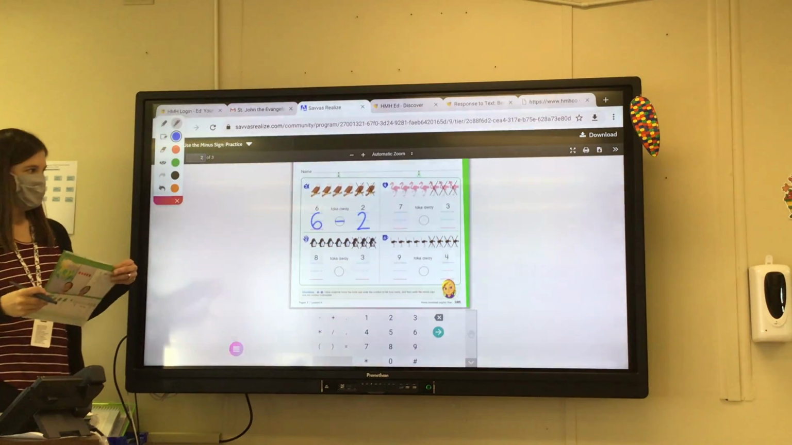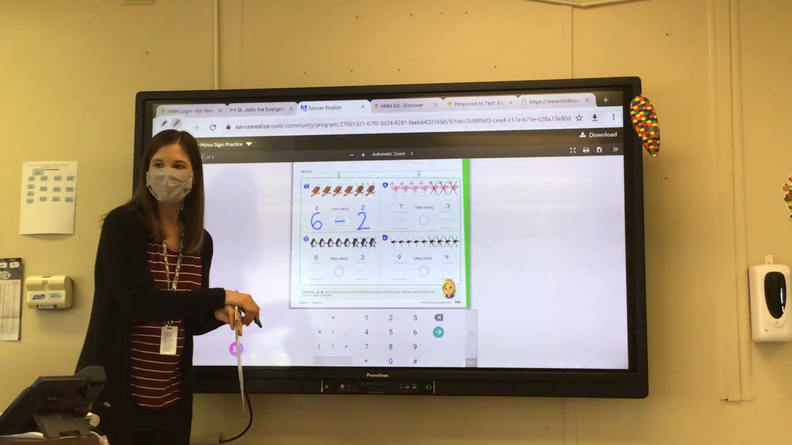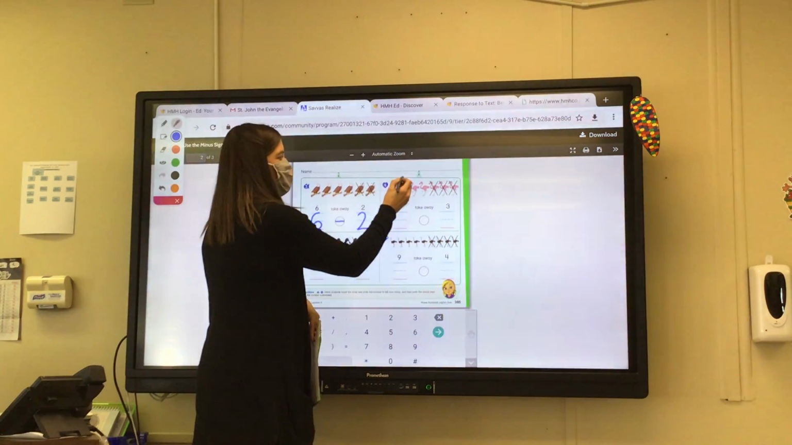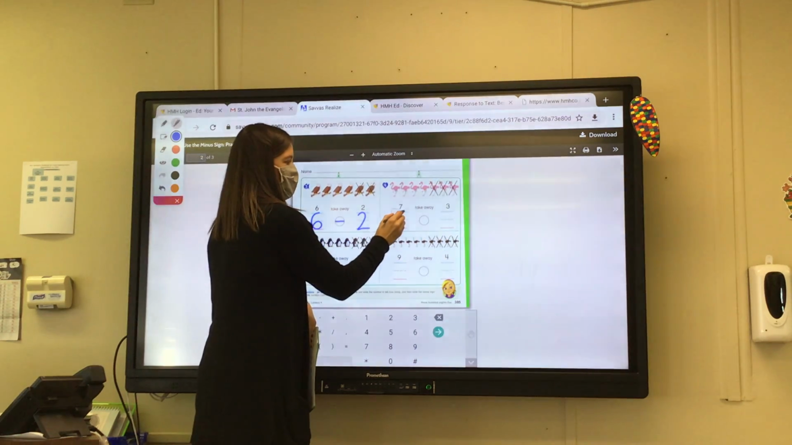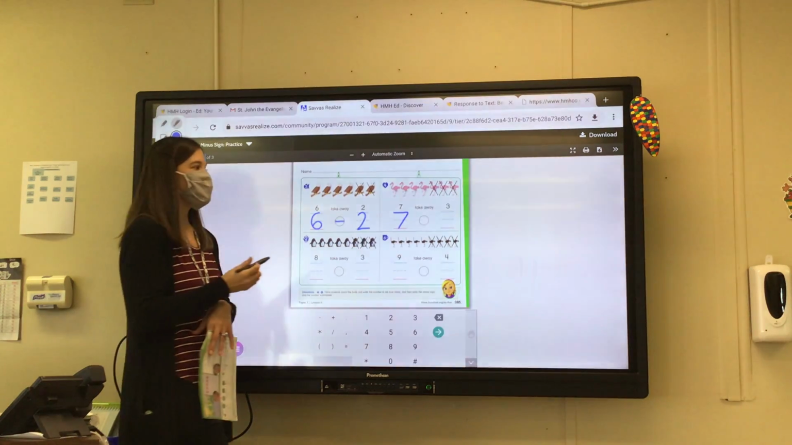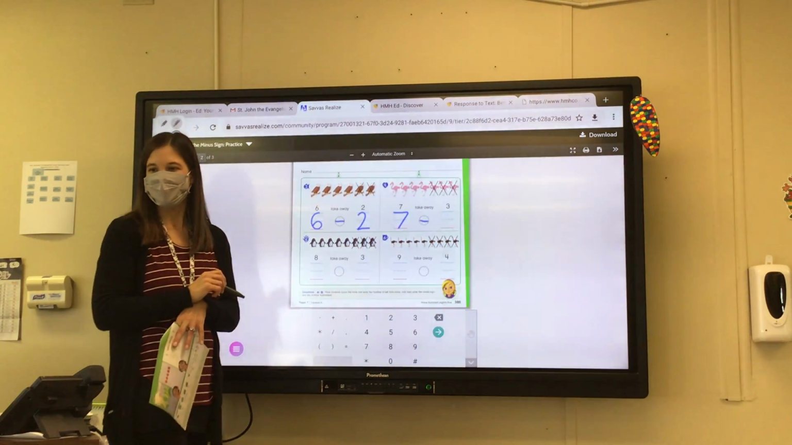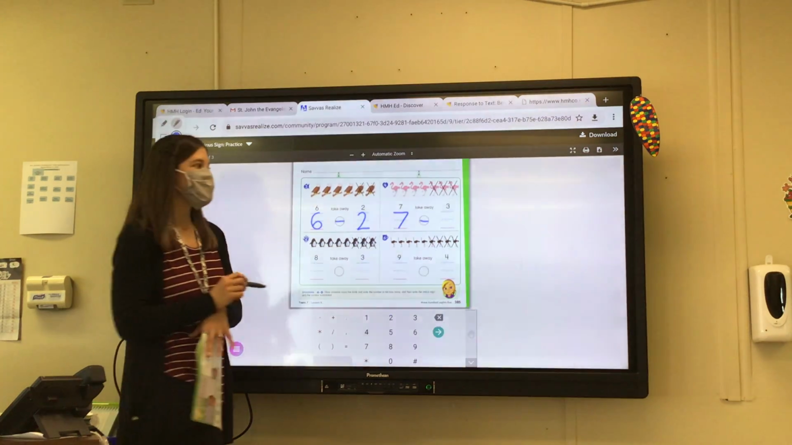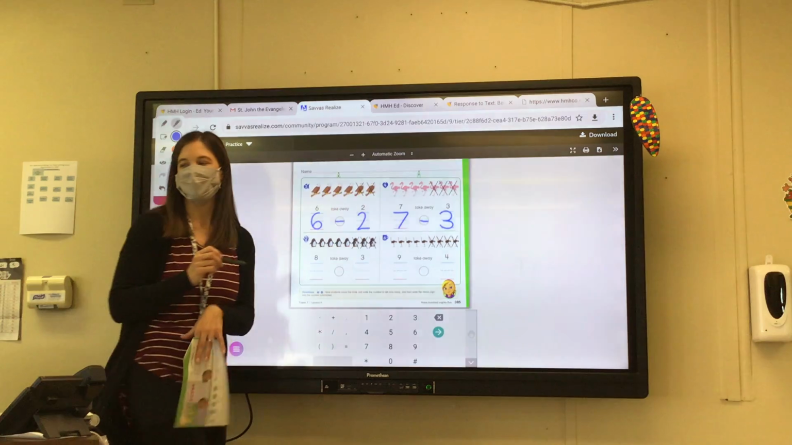And then we can move on to the flamingos. One, two, three, four, five, six, seven. There were seven flamingos. Minus. How many did they put X's on? How many did they take away? Three. One, two, three. Seven minus three. Seven take away three.